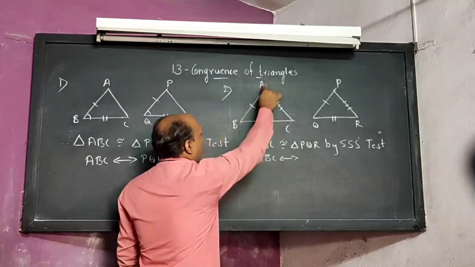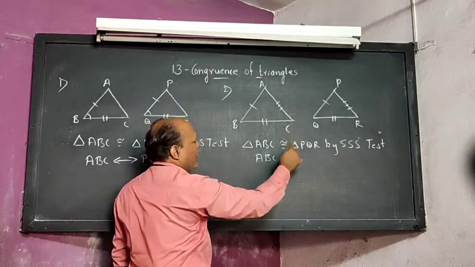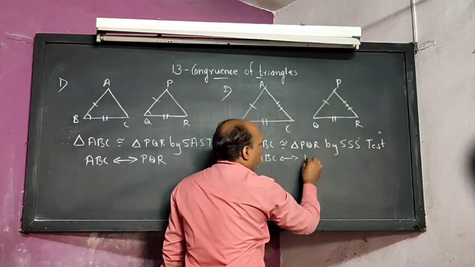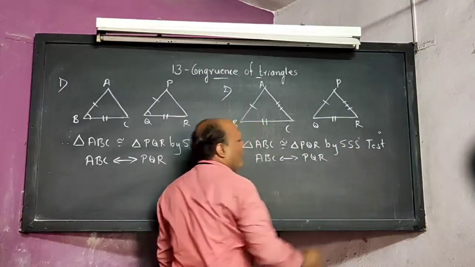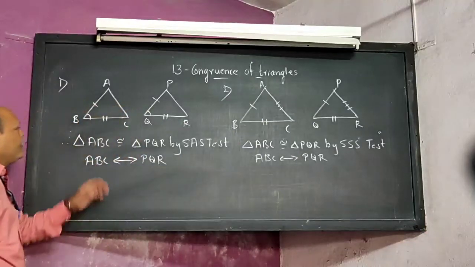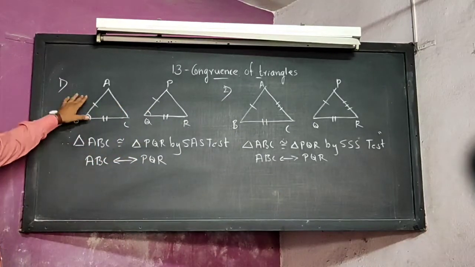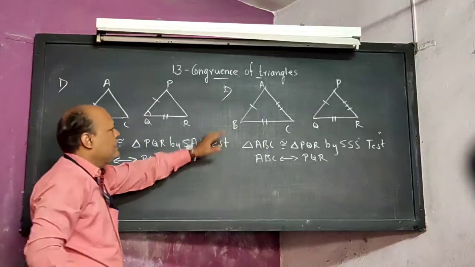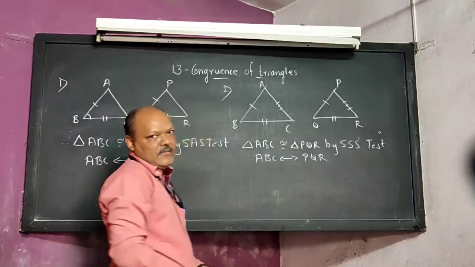And here one-to-one correspondence, we have to say that ABC corresponds to PQR, because AB has one marking and BC has two markings. Same way here also we can write P, Q and R. I hope all of you understood. These are the two. The first one, the triangles are congruent by SAS test, and the second we are learning about the SSS test.